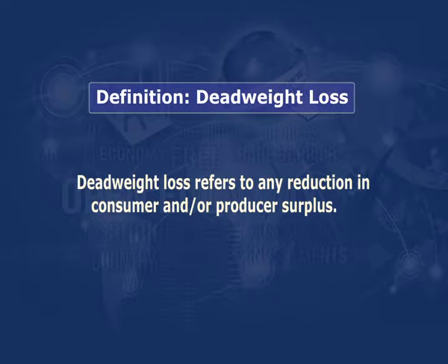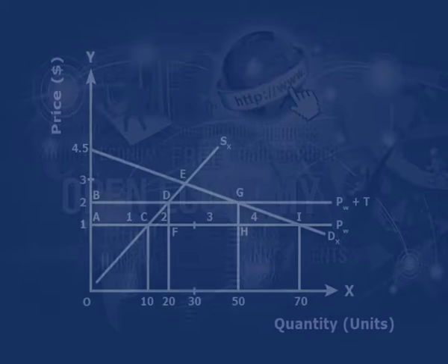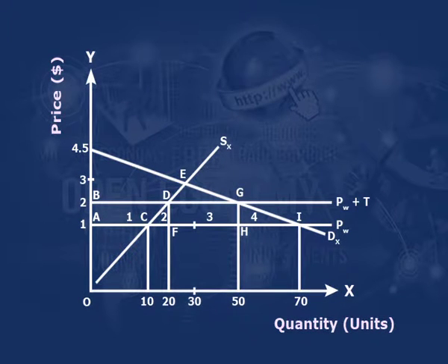Let's look at the definition. Deadweight loss refers to any reduction in consumer and producer surplus. Now, area 4, that is $10, is the consumption component of deadweight loss. A tariff increases the price of importable commodity in relation to the exportable commodity. It twists the consumption pattern in nation A.